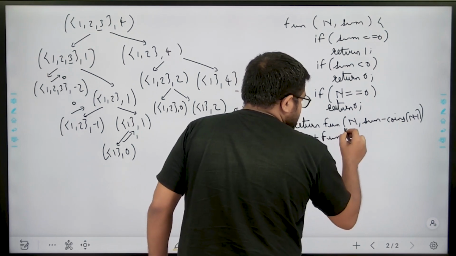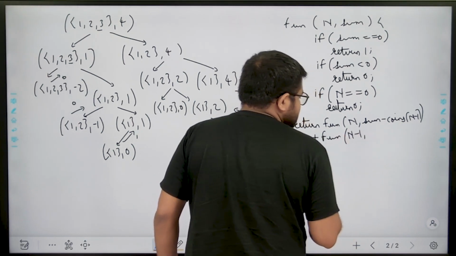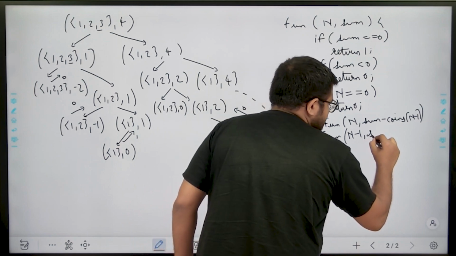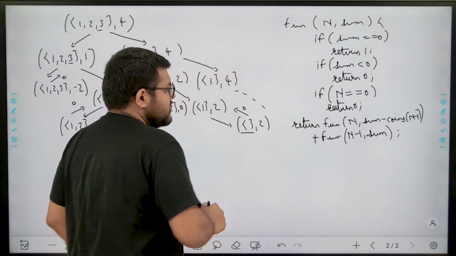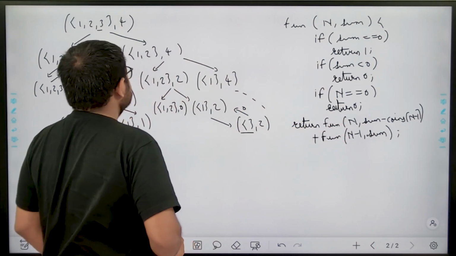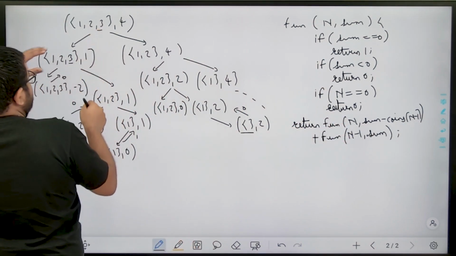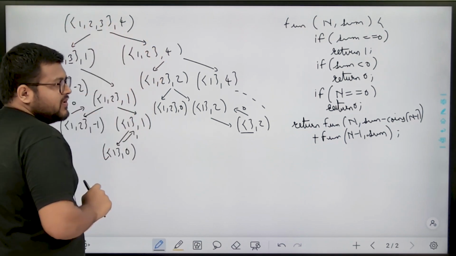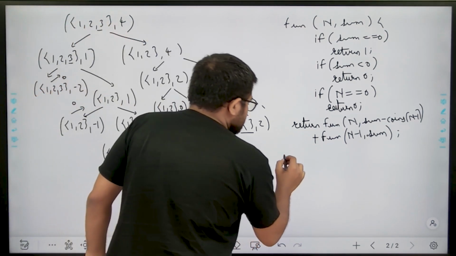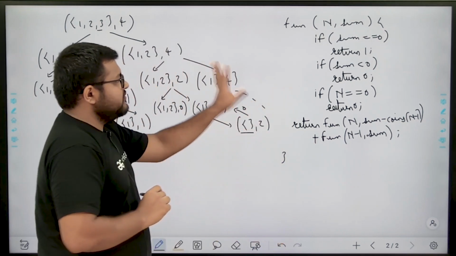Now I do not want to consider this, so this becomes n minus 1, and if I am not considering it, the sum will remain as it is. So we will return the sum of these two recursions. Like for this, we called this recursion as well as this recursion, and then their sum will be returned. Okay, so this is the recursive function which we solve.